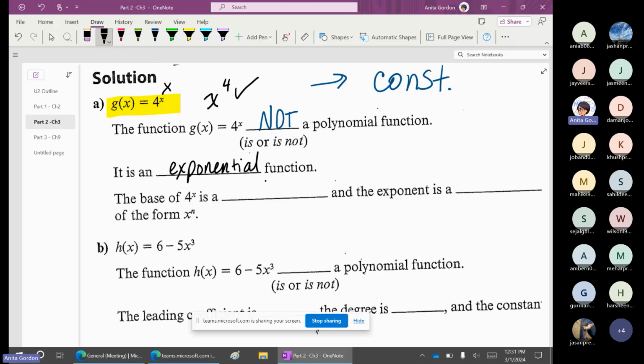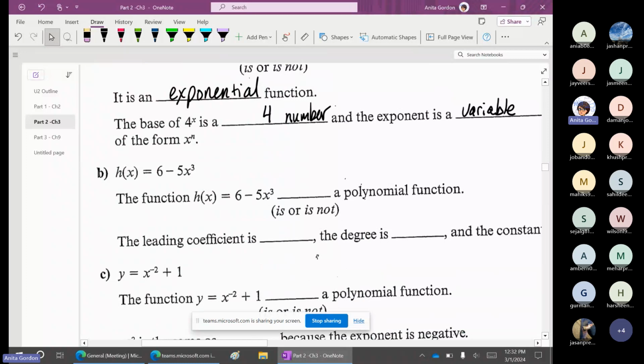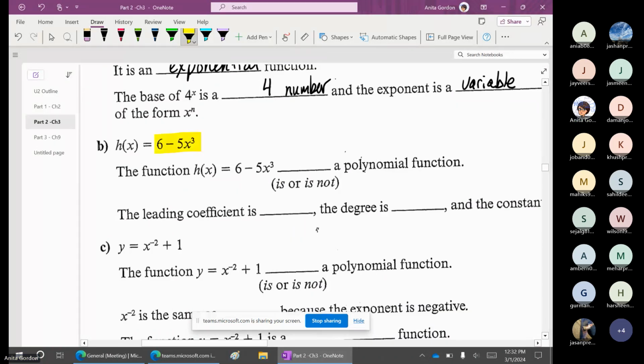The base is a 4, which is a number, right? And the exponent is my variable. So this is not a polynomial, which means I can't answer the rest of the questions. So I'm done and I move on. Look at B. Is or is not a polynomial?